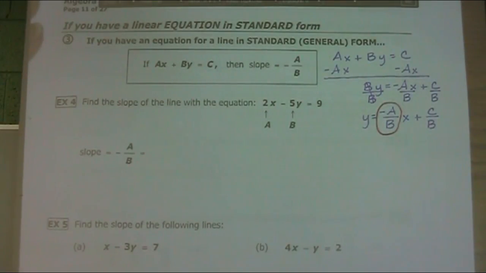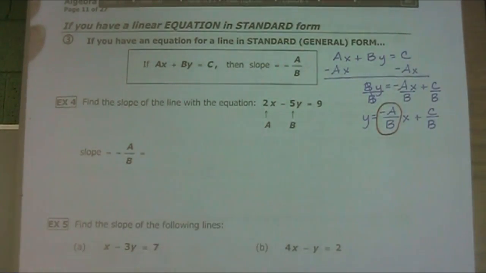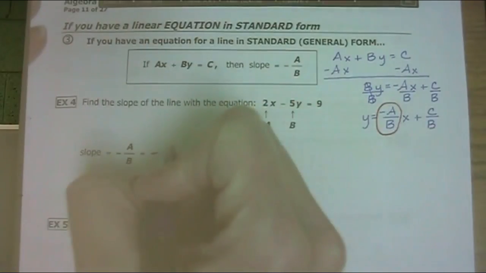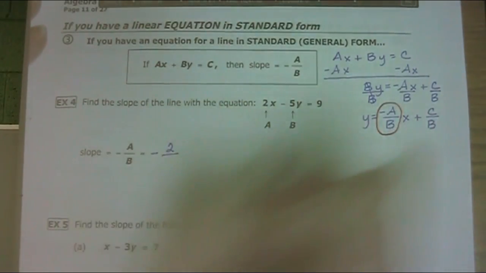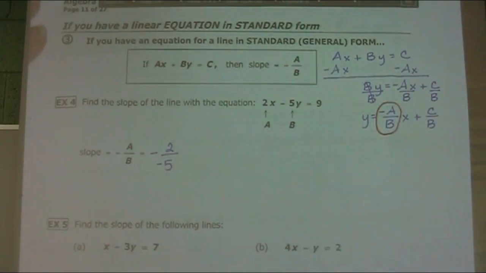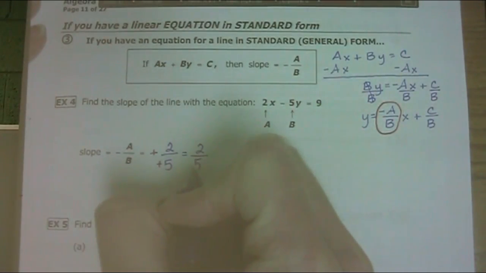In example 4, we have 2x minus 5y equals 9. The coefficient of x is our a. The coefficient of y is our b. So I'm labeling those. My slope equals negative a over b, so I'm going to put a negative out front. My a is 2. My b is negative 5. My two negatives cancel to become a positive, and so my slope is 2 over 5.